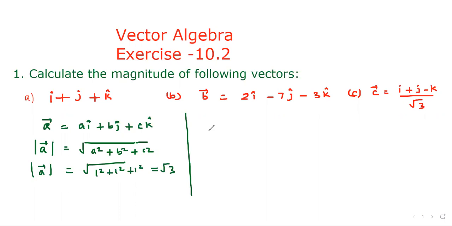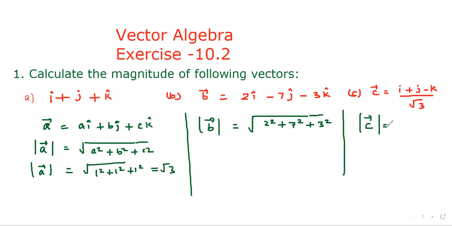Similarly, in case of the second, if we find modulus of b, it will be the square root of 2 square plus minus 7 square, which means same as 7 square. Similarly, minus 3 square means 3 square. And then we can simplify. Vector c modulus will be 1 upon root 3 outside, then square root of 1 square plus 1 square plus minus 1 square, that is 1 square. So it will be root 3 upon root 3, which will give 1.